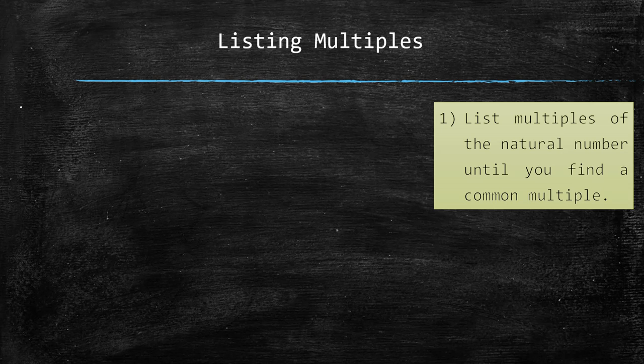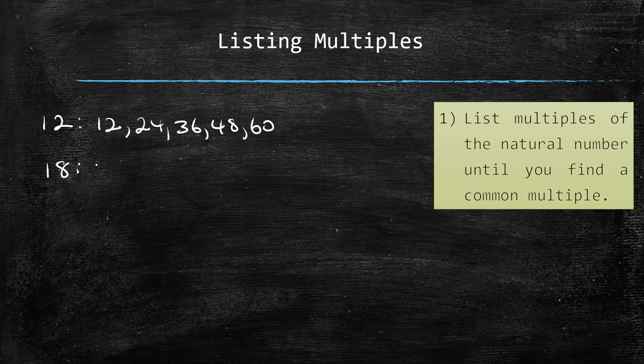So I'm going to show you the first example for the listing method, which is finding the LCM of 12 and 18. Now, you can start from the lowest multiple, which is negative whatever, or you can start from 0, or you can just simply start from the number that you're given, which is 12. So we can start from 12 and list the multiples. We can first start off by listing the first 5 multiples. We have 12, 24, 36, 48, and 60.